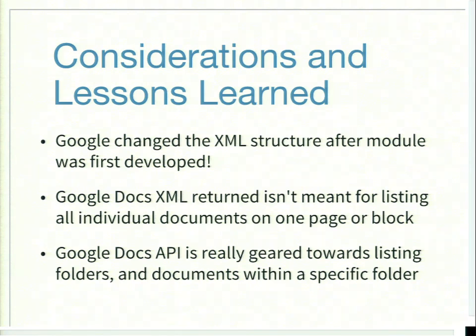In other words, when the Drupal site is communicating with Google servers via the API and pulling in those lists of documents and files, Google is sending that information back in a structured way in XML format. And the module is expecting that XML to come back in a certain way so that it can parse it and use it. Google changed that XML structure, which essentially sort of breaks the module. That has been resolved, but it's sort of a lesson learned in building against a third-party API.